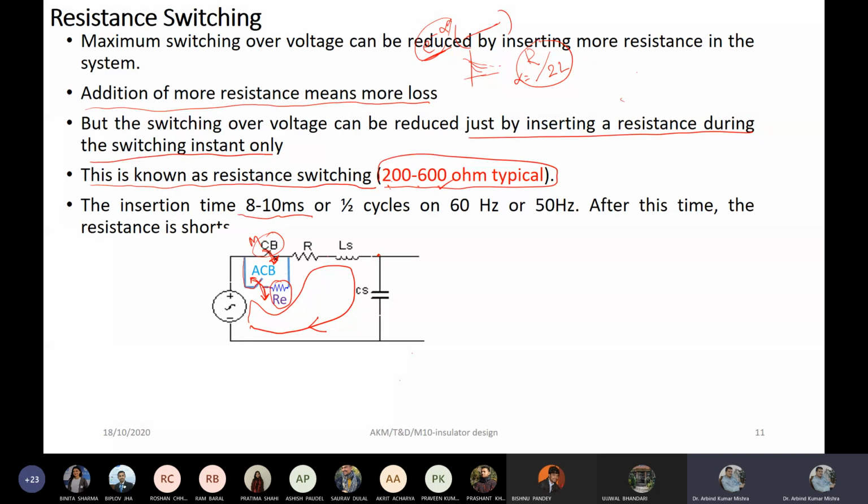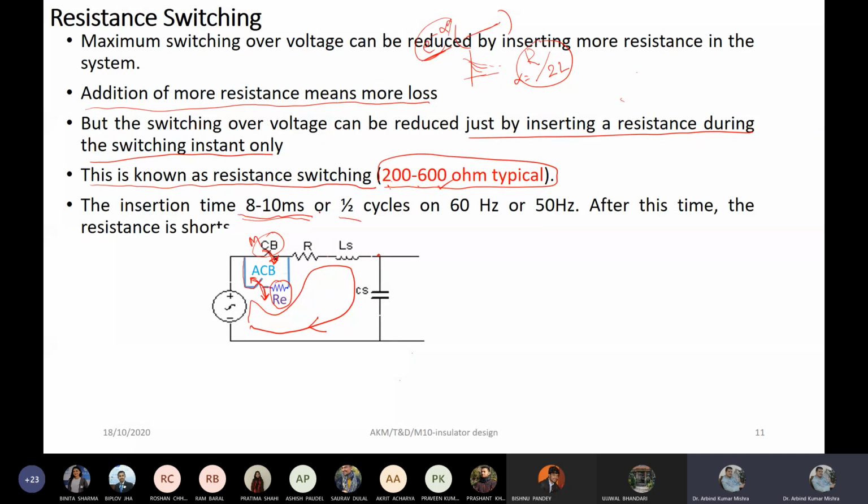You might have seen just now I have simulated for a time period of one cycle of the 50 hertz system, 0.02 seconds, that is 20 milliseconds. So it's not needed more than that. So this insertion time is around 8 milliseconds, or half cycle.